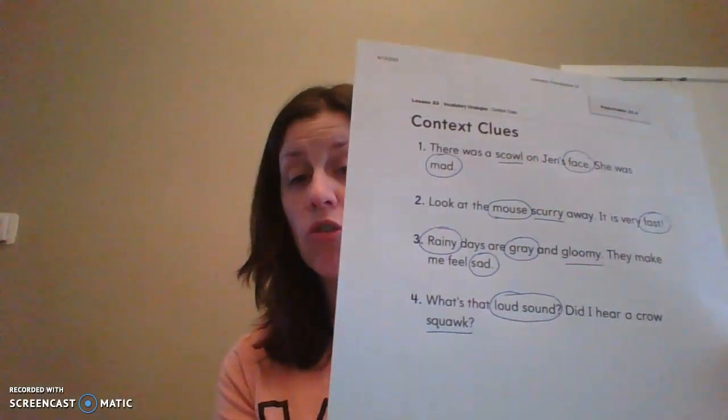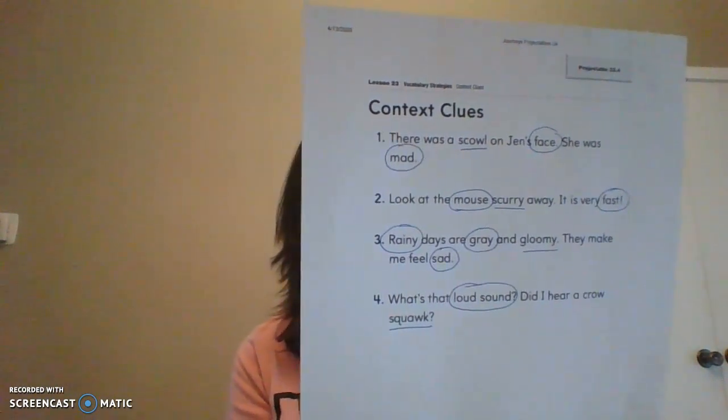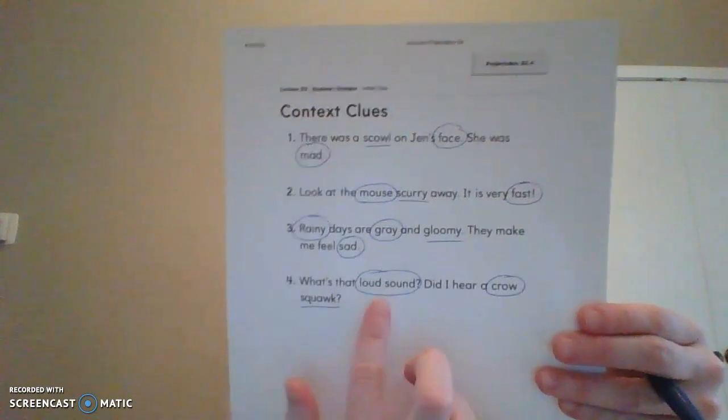So we are going to circle loud sound. And then we are going to circle the word crow, because a crow squawk, it must have something to do with maybe a sound that a crow makes. So we have loud sound and crow for our word squawk. So a squawk is a loud sound that a crow makes. So we used our context clues to figure out that a squawk is a loud sound that a crow makes.